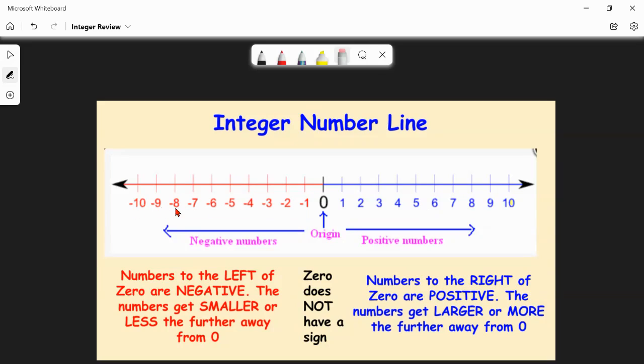We also have opposites on here. What does an opposite mean? The opposite means on the other side of the number line. So -3 is the opposite of +3. They're the same distance from 0, but they're on the opposite side of 0 on the number line.